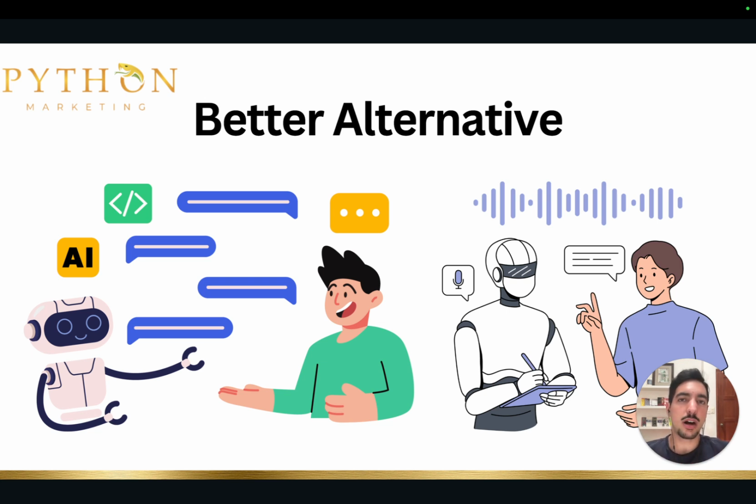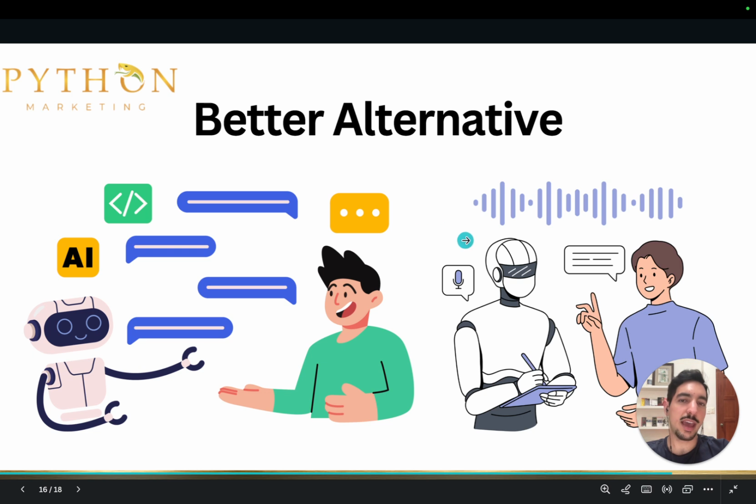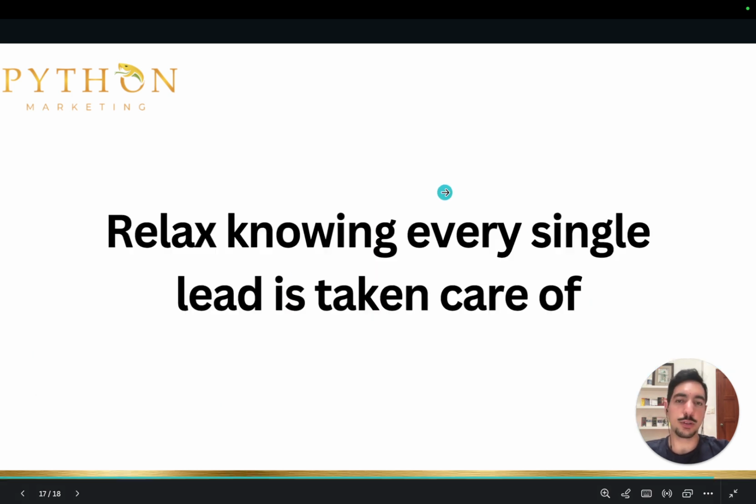You can also automate emails, but most people we've seen don't answer the emails. They answer much more to the AI through SMS or the voice one. This way you can relax knowing every single lead is taken care of. You can go on vacation or you can do whatever you want with your own time instead of being there 24/7 trying to chase leads endlessly.